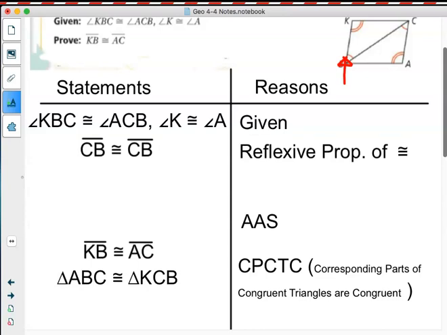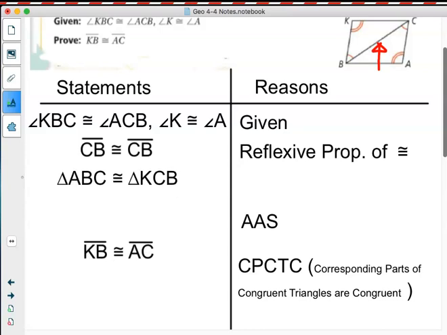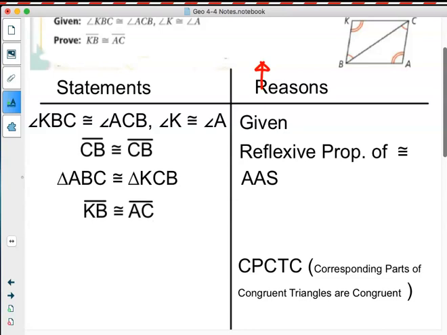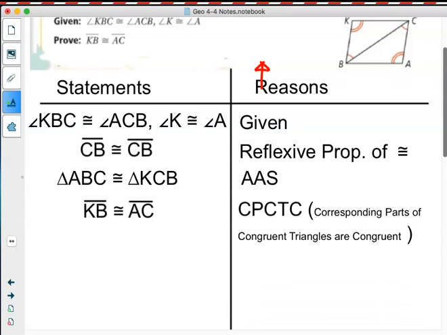And now our next thing is, we have the two triangles congruent because I have angle side angle for my congruence. So I've got my triangles congruent. After I get that done, my next step is to know that if I've got two triangles that are congruent and they both have KB and AC in them, I know KB and AC are going to be congruent because they're corresponding parts of two congruent triangles. And that's our finish for our proof.